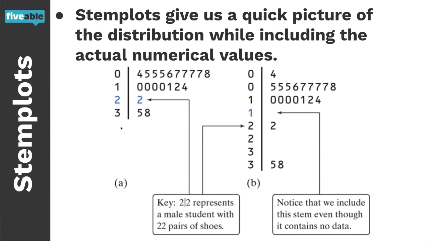Now I don't need to include 4, 5, 6, 7, 8. I can stop at 3 because the highest data point I had was 38. So since there's nothing above that, I can just stop at 3. Notice if there's no data in a certain row, we leave it blank and we still create it because that's going to show us some gaps that are going to be super important for us to discuss moving forward.